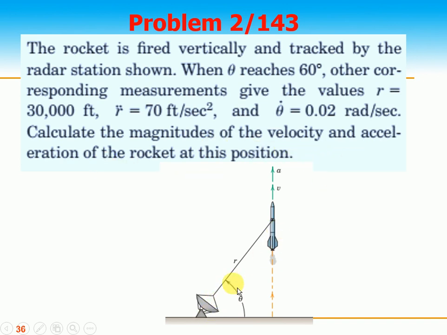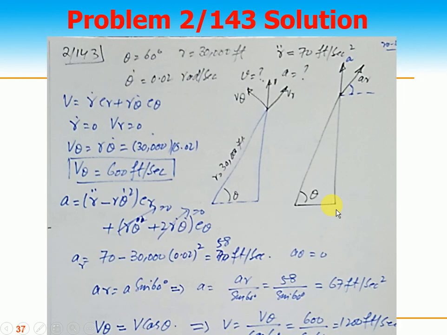So this radar is tracking the rocket, and the rocket is moving in the vertically upward direction. Please understand this question, because theta is 60 degree, r is 30,000 feet, r double dot is given to you, r dot is given to you. Let's take first of all the velocity. This is the radial direction, this is the theta direction, and this is the direction of the velocity. At this instant, the r is this. Similarly, this is the acceleration, and this is the radial component of the acceleration.